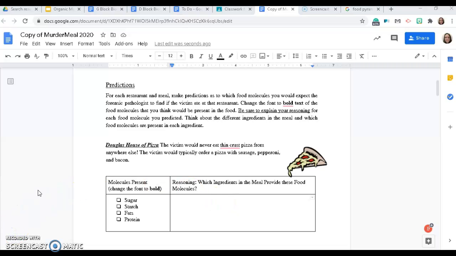So the first restaurant is Douglas House of Pizza. The victim would never eat thin crust pizza from anywhere else. The victim would typically order a pizza with sausage, pepperoni, and bacon. So which of these molecules do you think you would get from that pizza? And think about what ingredients, the dough, the sauce, the cheese, the meat, would provide these different molecules.